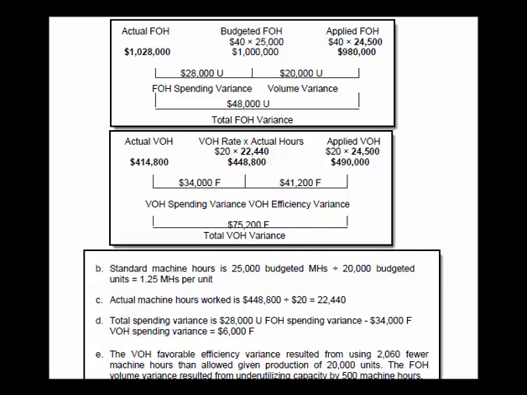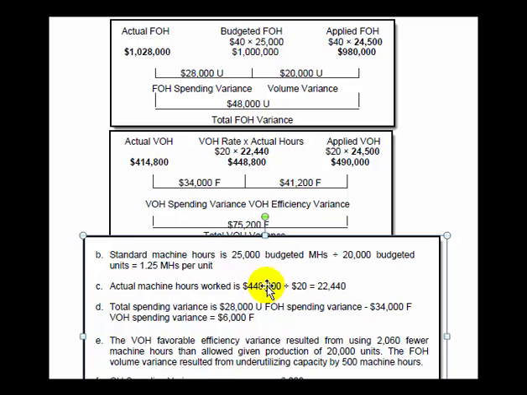D asks, what is the total spending variance? Well, the total spending variance would be the 28,000 unfavorable variance plus the 34,000 favorable variance. This one is for fixed overhead, this is for variable, and we come up with 6,000 favorable. All right, let me slide up a little bit, see if we can get all of E on here. Well, I guess we can get all of E on here.